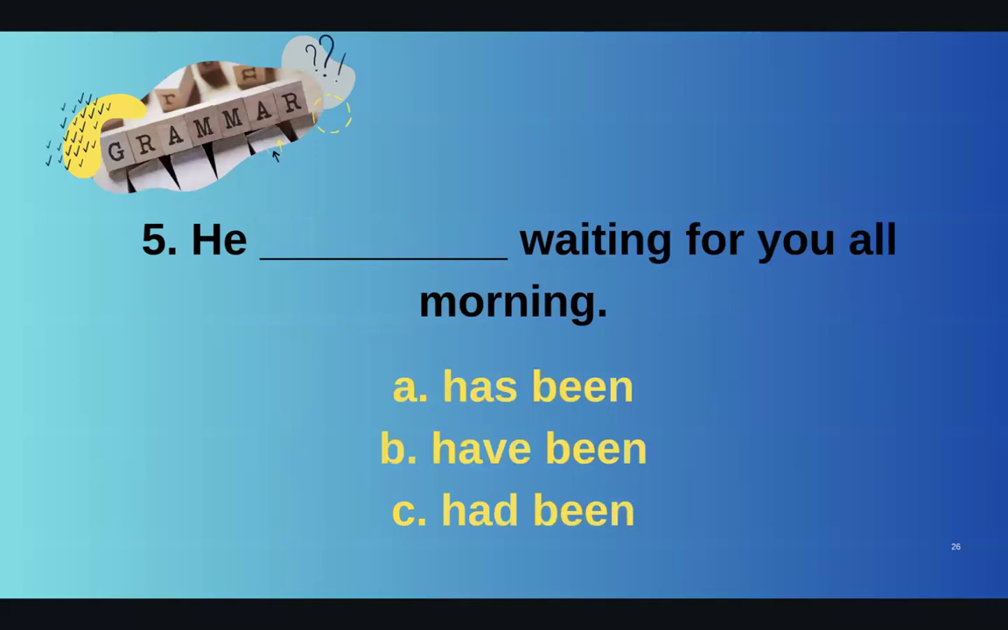Number 5. He waiting for you all morning. A. Has been, B. Have been, C. Had been. The correct answer is has been. Has been is used for the third person singular subject he for an ongoing action.